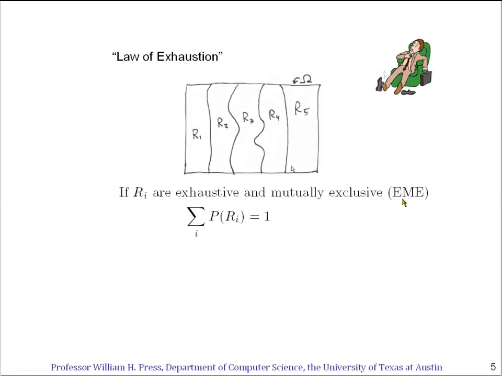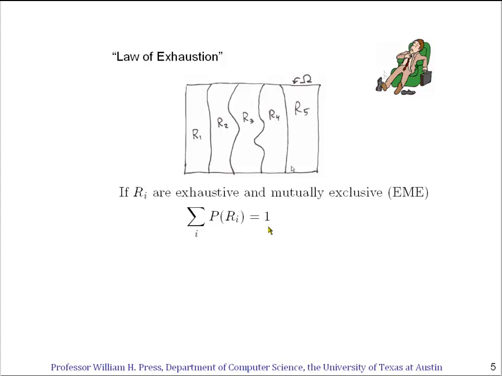Well, that's easy enough. Here's another one that goes by the name of the Law of Exhaustion, not in the sense of the gentleman up here in this cartoon, but in the sense that if the outcome space omega is divided up into a set of exhaustive and mutually exclusive alternatives R, then the sum of the probability of all those alternatives must be 1, obviously because they add up to the set of all possible outcomes.